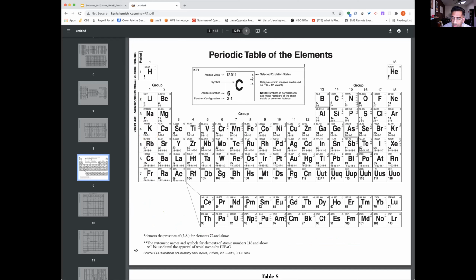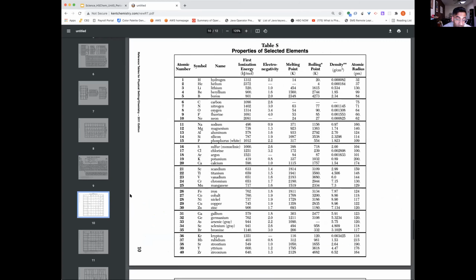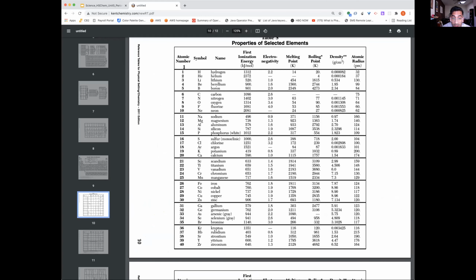Now, just to go over trends, we know also something else is increasing, all right? If we go back to table S, which is our other very valuable table to check this stuff out on, we can see that as we go from 3 to 10, I'm going to put an arrow here, our electronegativity is also increasing. Finally, as we go from 3 to 10, our atomic radius is decreasing.